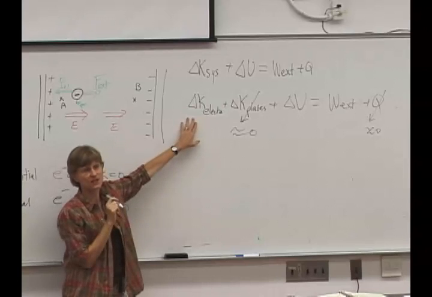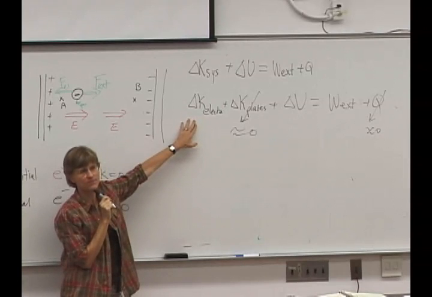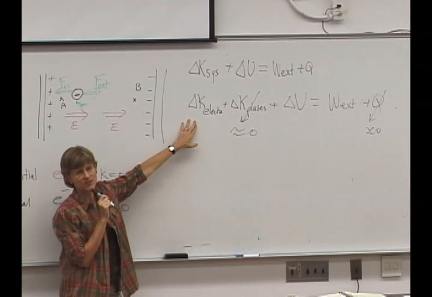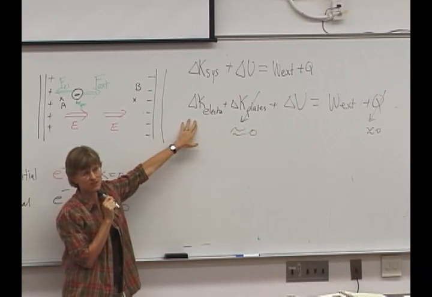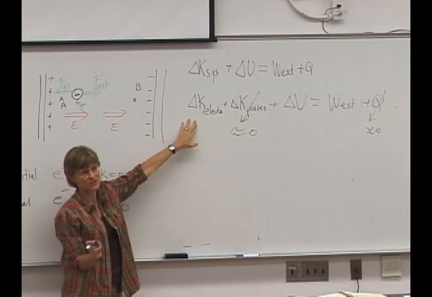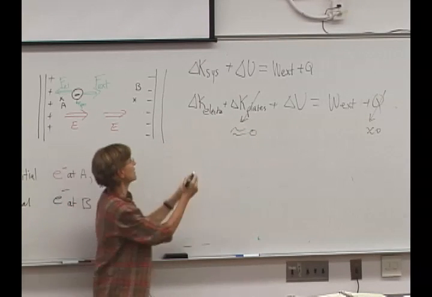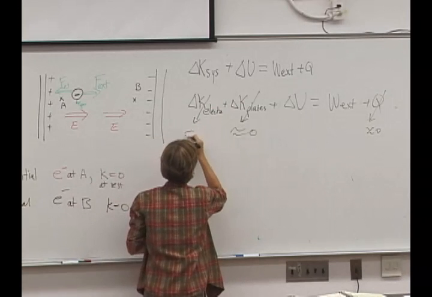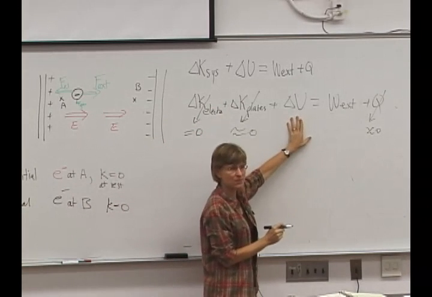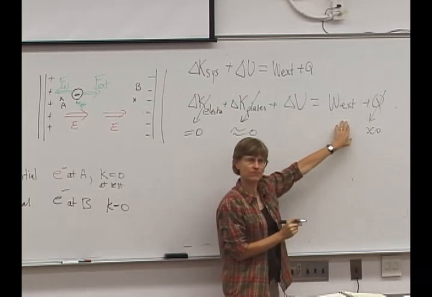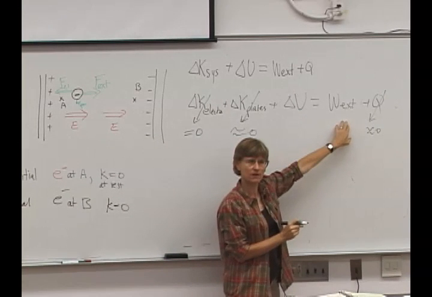What about the change in kinetic energy of the electron? Starts at rest. We move it at constant speed, then we bring it back to rest. Kinetic energy change is zero, isn't it? It's at rest at the beginning, it's at rest at the end. So that's actually a zero. And that must mean the change in potential energy of the system equals the external work.